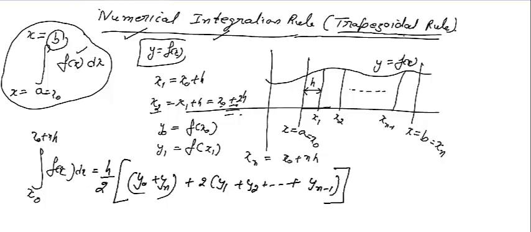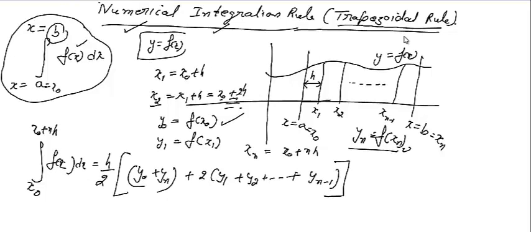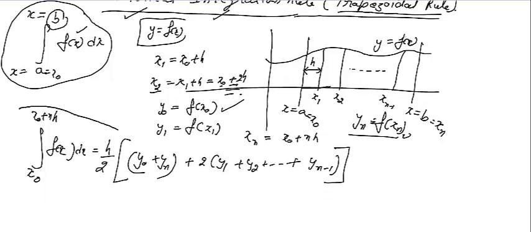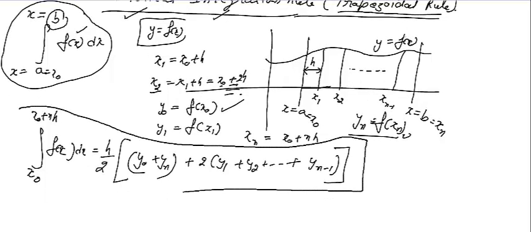You know what y naught is. yn is the last one, meaning you get yn as the value of the function at xn, correct? It is a basic formula. So you must keep this formula for the trapezoidal rule in mind. This is the formula for the trapezoidal rule.